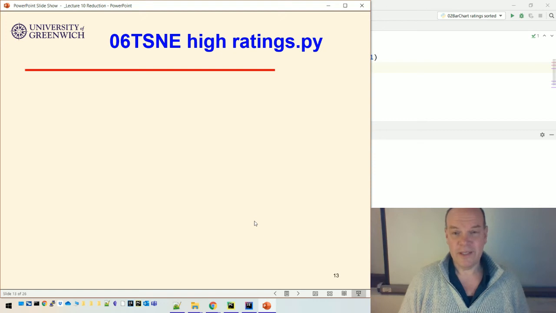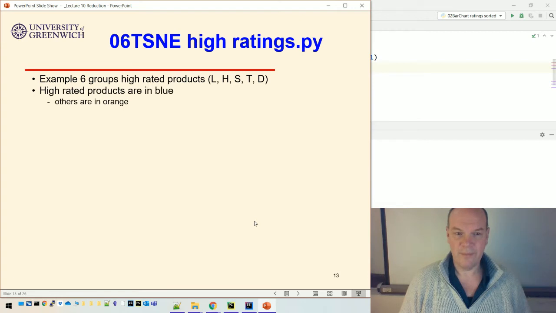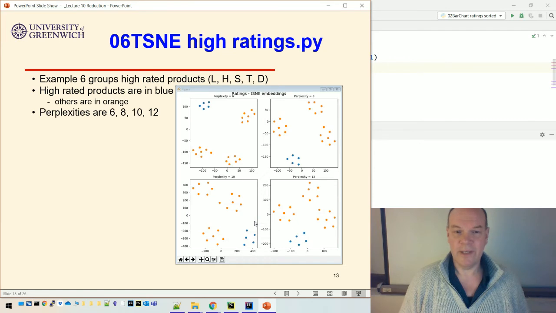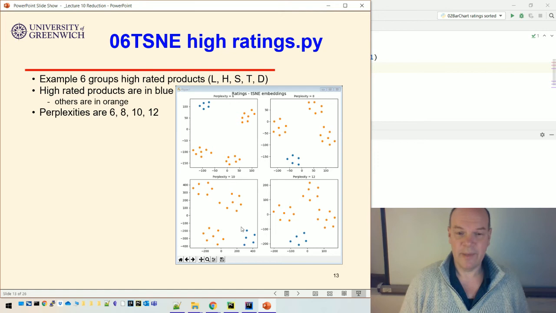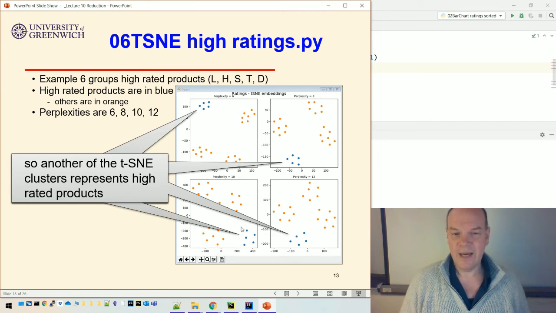Let's try high ratings. So let's do the same technique, but with high ratings. Okay, so the high-rated products are L, H, S, T, and D. So going back to that bar chart that I showed you. Again, I'm going to show those in blue, and I'll show the others in orange, and we'll use the same perplexities. And again, I get all the high-rated products here, here, here, and here. They're all shown close together in the tSNE embeddings. So another of those tSNE clusters represents high-rated products.